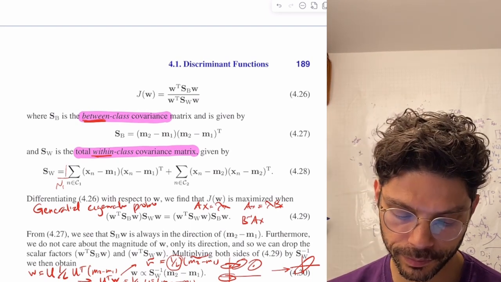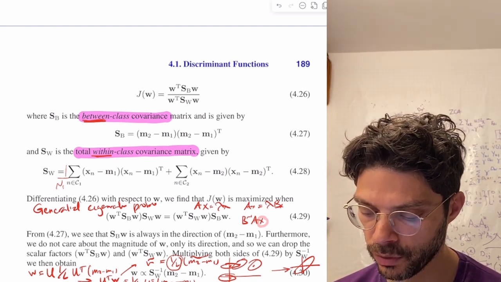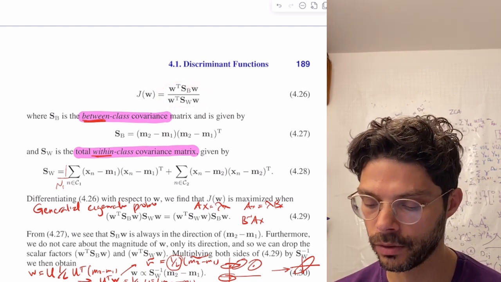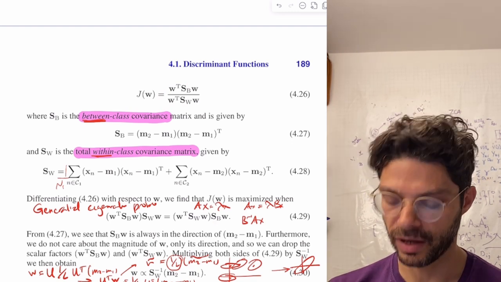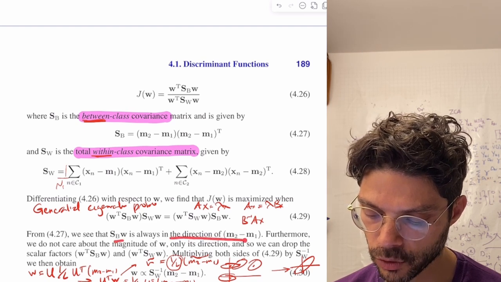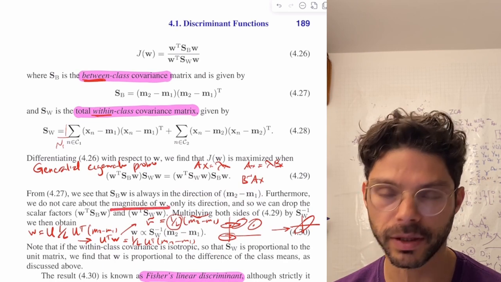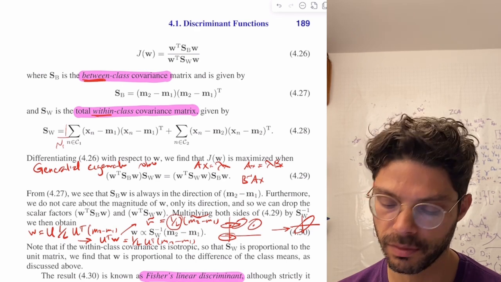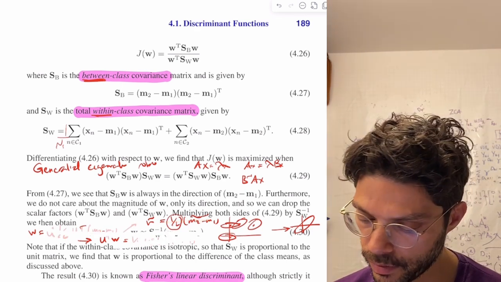So we're looking for these eigenvectors, which are going to extremize this ratio. It goes back to what we're measuring here, the ratio being very large for one of these and small for the other, or vice versa. Now we see that S_B W is always in the direction of the difference in the means. Because we don't care about the magnitude of W, we're always going to normalize it to 1. These constant terms here are going to disappear.